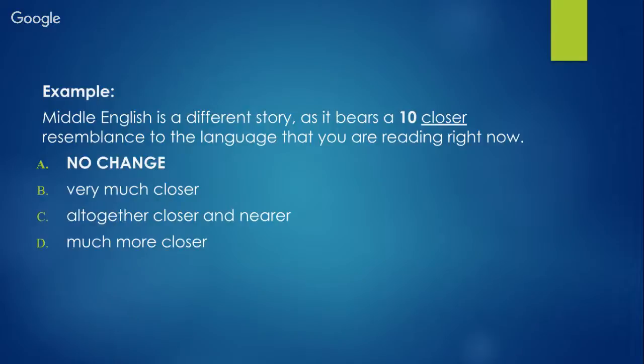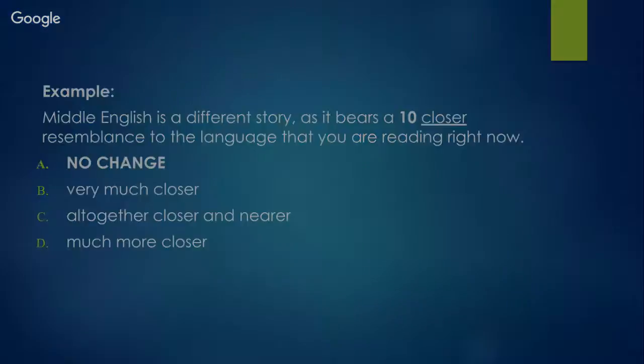Does it really matter? Middle English is a different story as it bears a very much closer resemblance. Okay, option C. Middle English is a different story as it bears an altogether closer and nearer resemblance. Closer and nearer are the same word, basically. Okay, option D. Middle English is a different story as it bears a much more closer. Oh, goodness. We don't need all of those words. This is a no change situation. And I wanted to show you one that was, 1 in 4th chance, but sometimes it does exist.